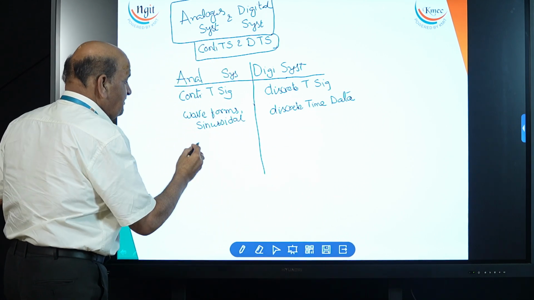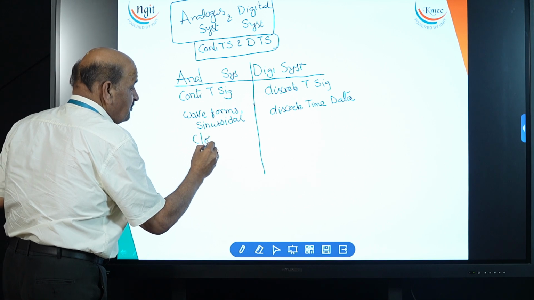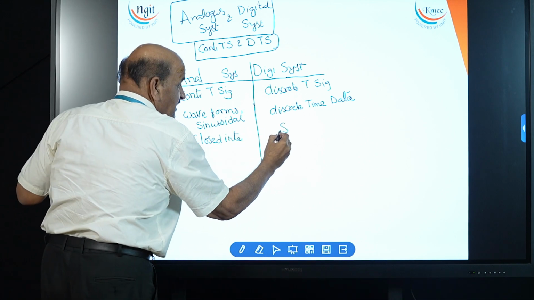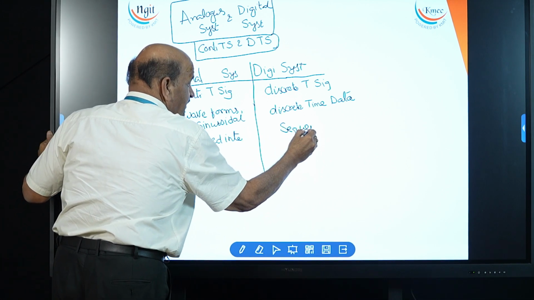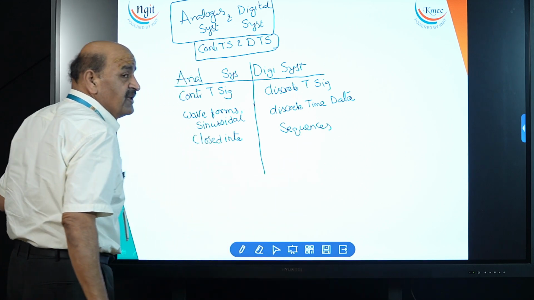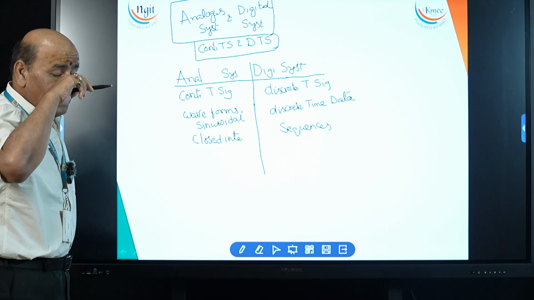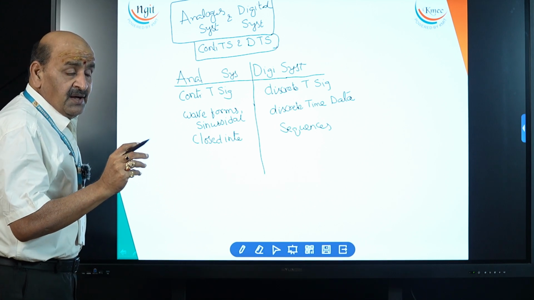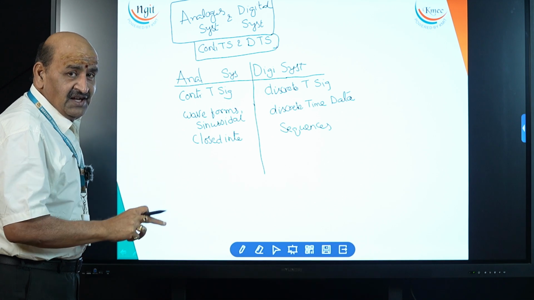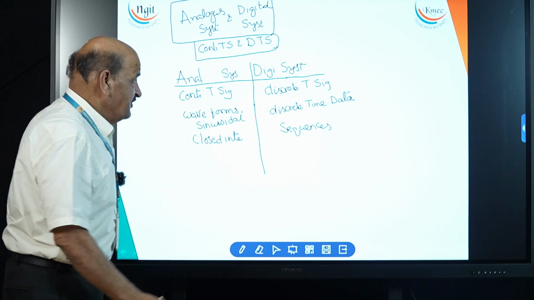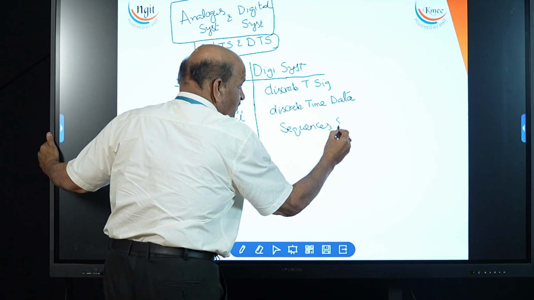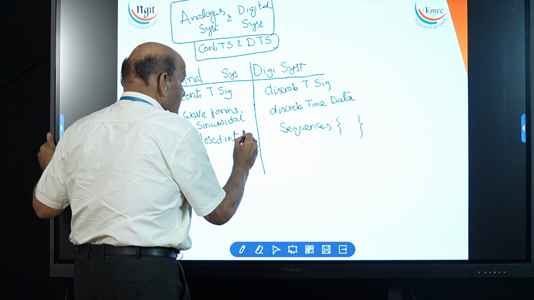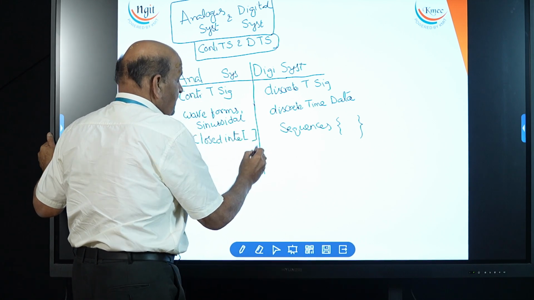Here, the concept is closed interval. Here, the concept is only regarding sequences. Sequences means what? They contain only integers. They don't contain any decimal numbers between the integers. That is the meaning of sequences, which you already know, we described it so many times. Here we use closed interval. Closed interval means what? Square braces.